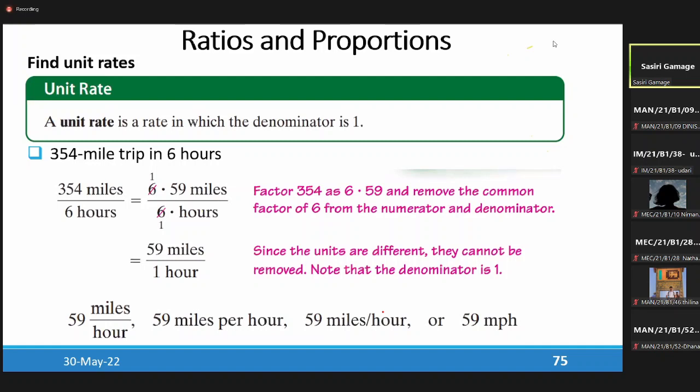Then we can calculate the speed. First we can write it as a ratio, that is 354 miles in 6 hours. That ratio is 354 to 6. Then when we simplify it, it is 59/1. Okay. That means 59 miles within 1 hour.